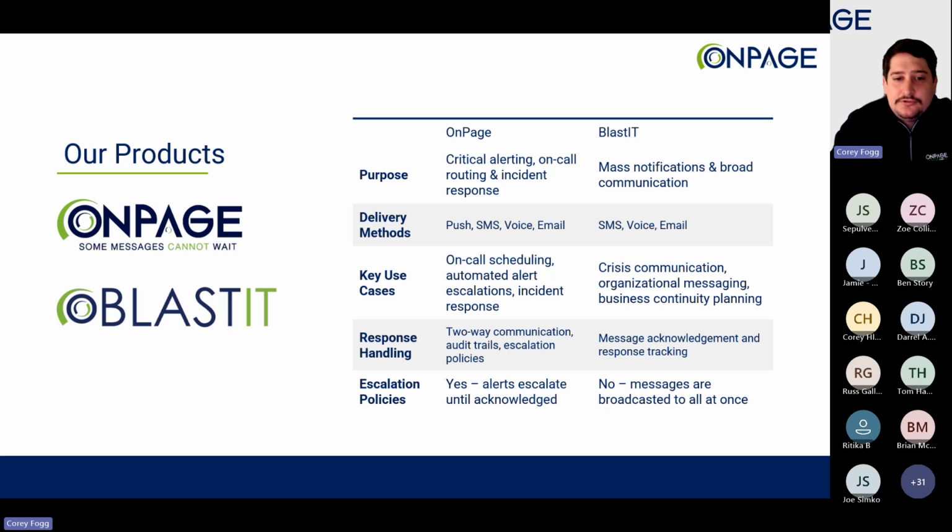OnPage has your scheduler, automation around escalations, and incident response, and then BlastIt is more for your crisis communication and organizational messages. Let's say an office is closed and you want to let people know. There's a lot of really cool things that you can do with BlastIt that we want people to be able to explore. Let's say you have a network that you need to take down for maintenance. You're able to send out a communication that says, hey, make sure to save your work, we're going to be taking things down. Or let's say the network is coming back online.